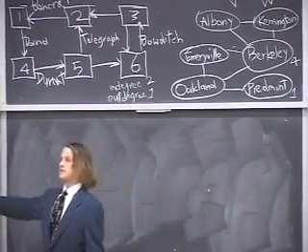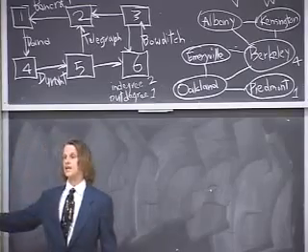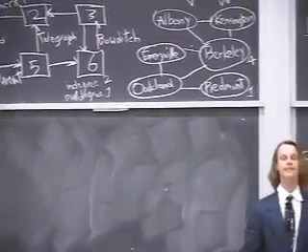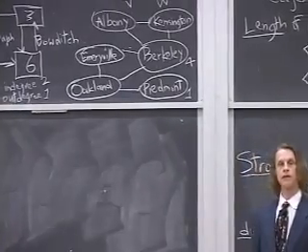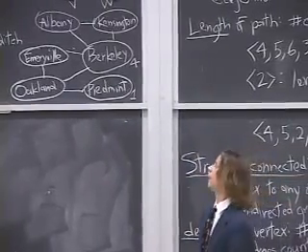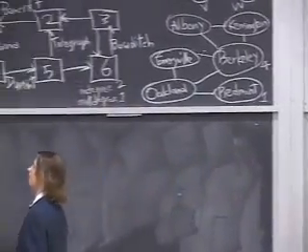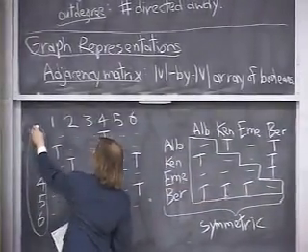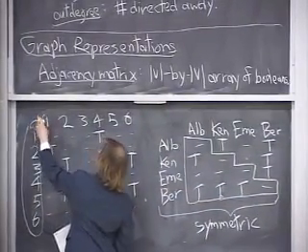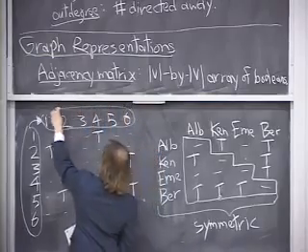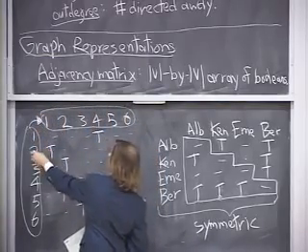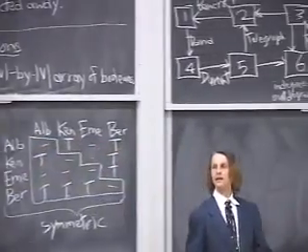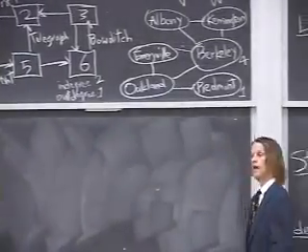So are there any questions about the adjacency matrix representation? Yeah. Oh, for the directed graph, the arrow goes from this stuff to this stuff. So this, for instance, would mean it goes from 2 to 1. Other questions?